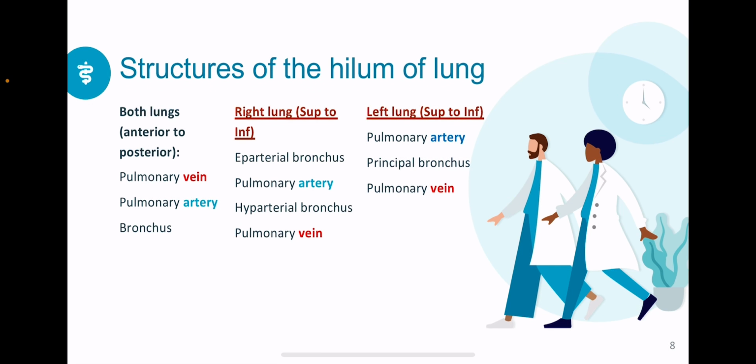Structures of the hilum of lung. Both lungs, anterior to posterior, they contain the pulmonary vein, pulmonary artery and the bronchus in order. When seen between the right and the left lung, from the right lung superior to inferiorly, firstly we have the eparterial bronchus and then the pulmonary artery, hyparterial bronchus and then the pulmonary vein. In the left lung, from superior to inferior, we have pulmonary artery, principal bronchus and the pulmonary vein.